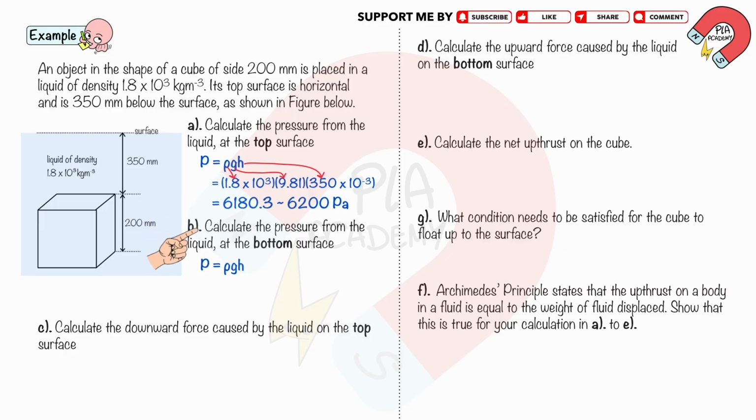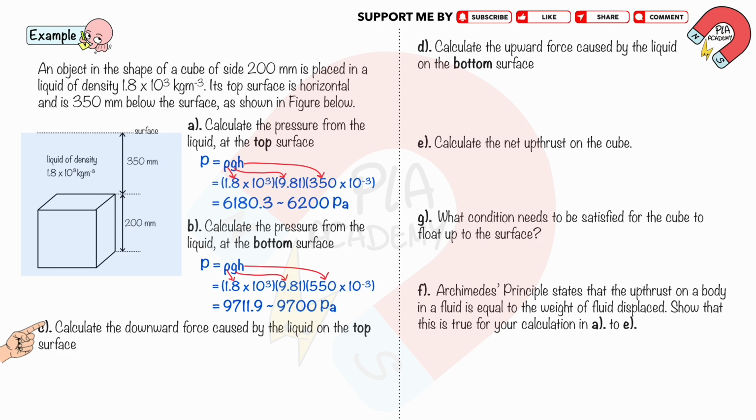We calculate the pressure P due to liquid by P equals rho g H. Substituting rho equals 1.8 times 10 power 3, g equals 9.81 and H equals 550 times 10 power negative 3. We solve the pressure P equals 9,700 pascals for two significant figures. C. Calculate the downward force caused by the liquid on the top surface.